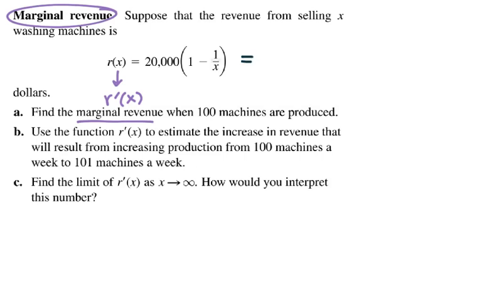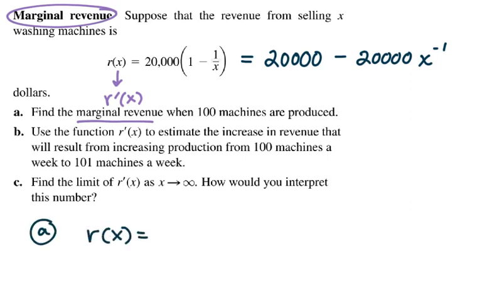So if I distribute 20,000, that gives me 20,000 times 1, which is 20,000, minus 20,000 over X. And if I want to make this look like a polynomial, that divide by X can become times X to the negative 1. So this represents my revenue function. For part A, I have revenue is 20,000 minus 20,000 X to the negative 1.